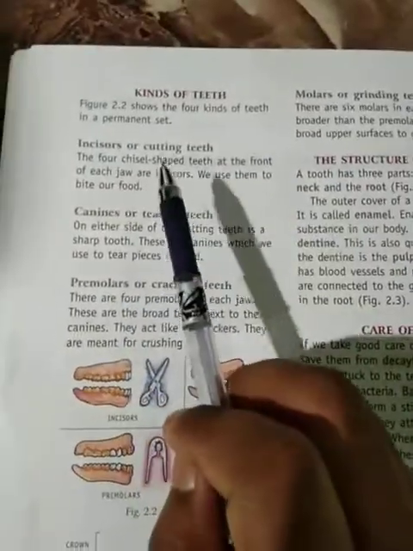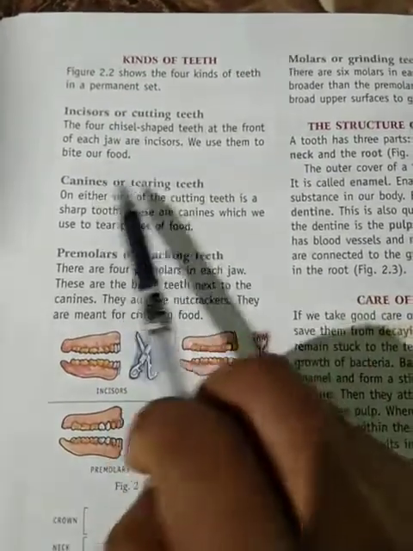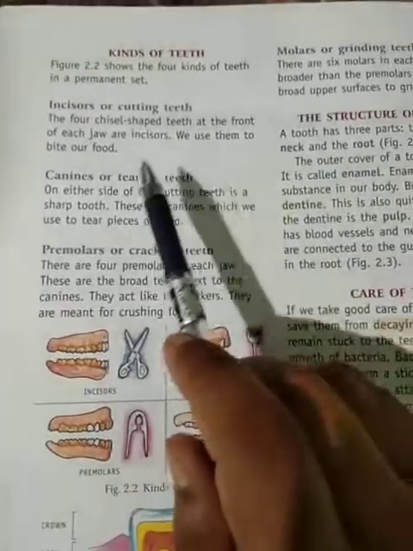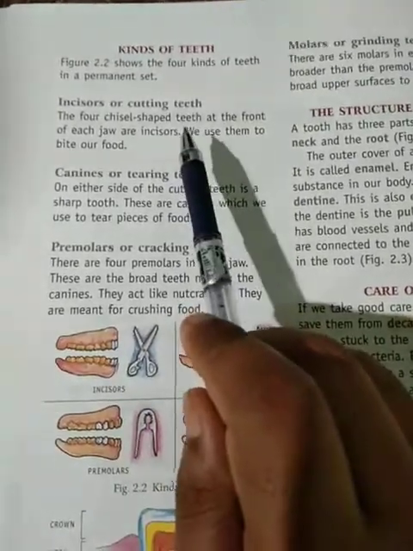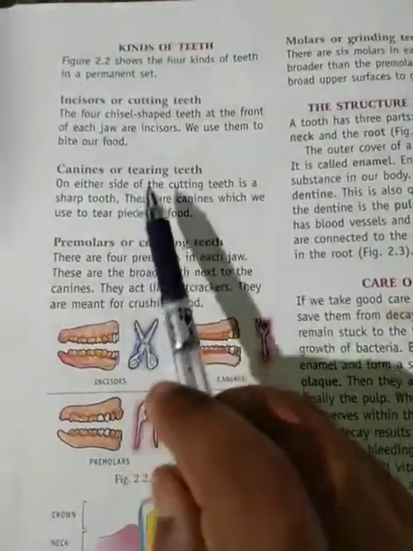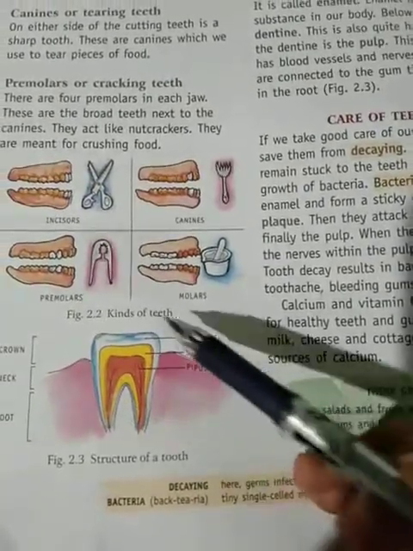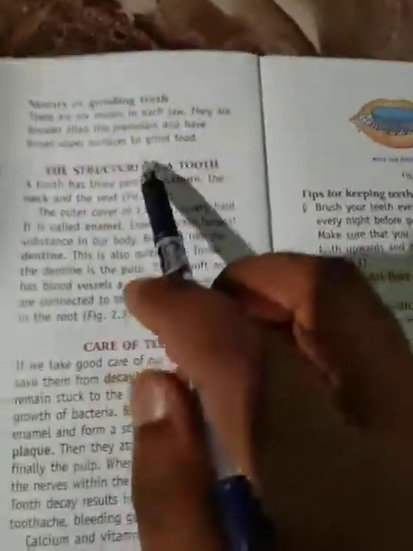Now come to this page. Kinds of teeth is also one of the most important topics in this chapter. The names of the different types of teeth and their functions are also important. Understood? And their number, how many teeth of each type are available in each jaw in our mouth. That is also important. Now this diagram is very important. I have told you about it from the exam point of view. Okay, you draw it and practice it more and more.